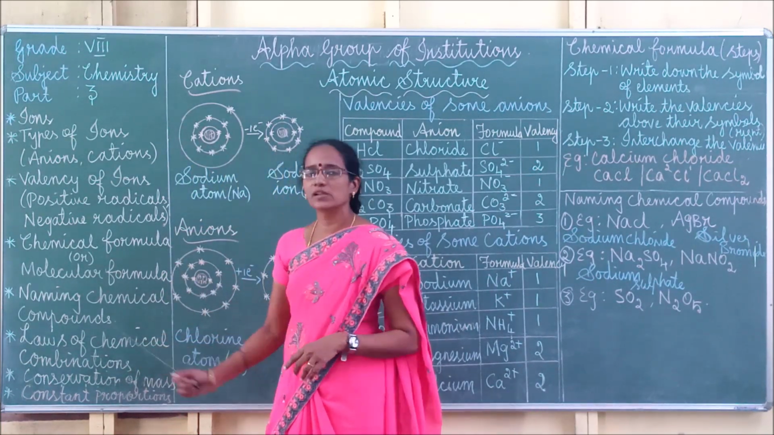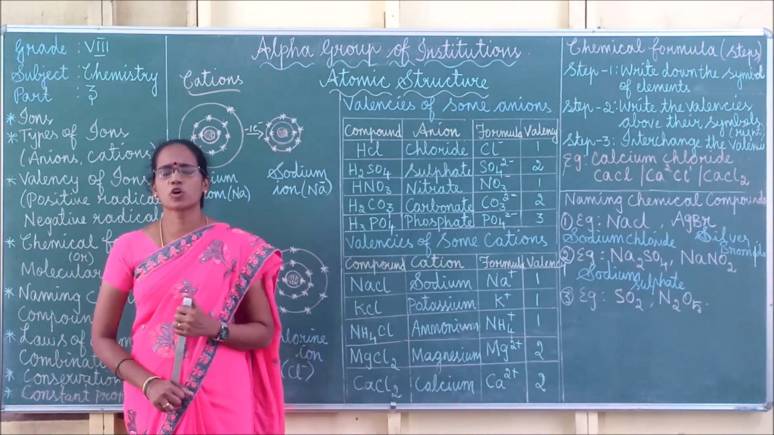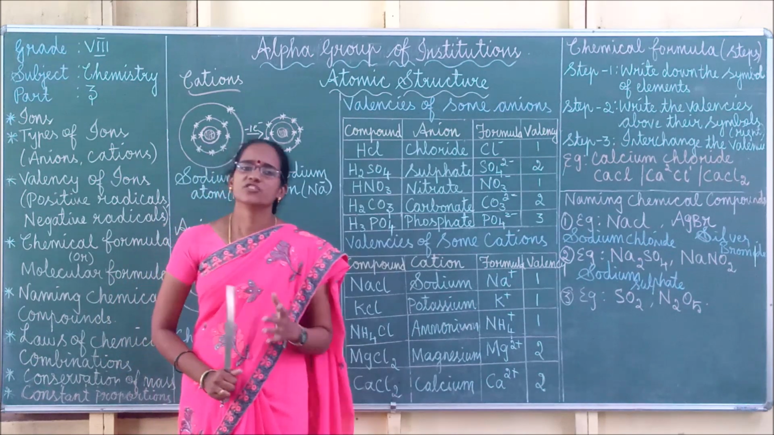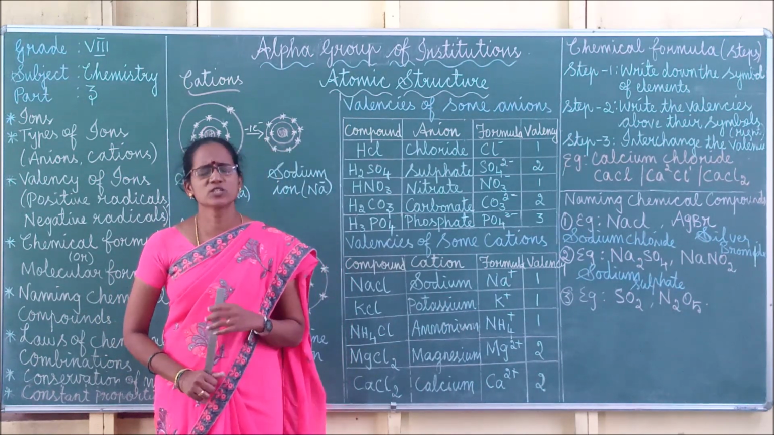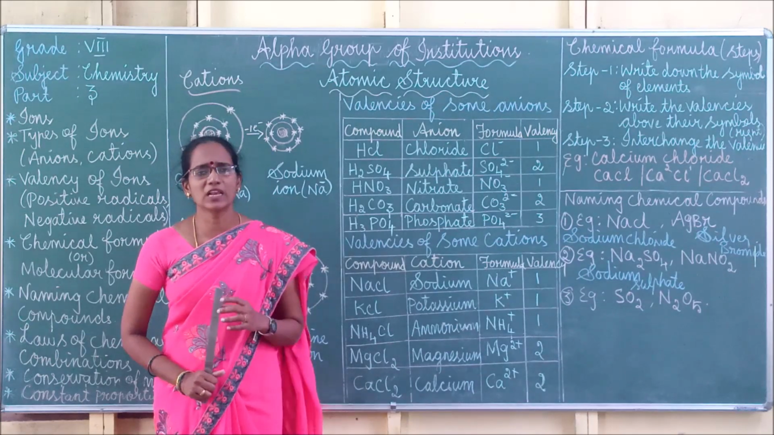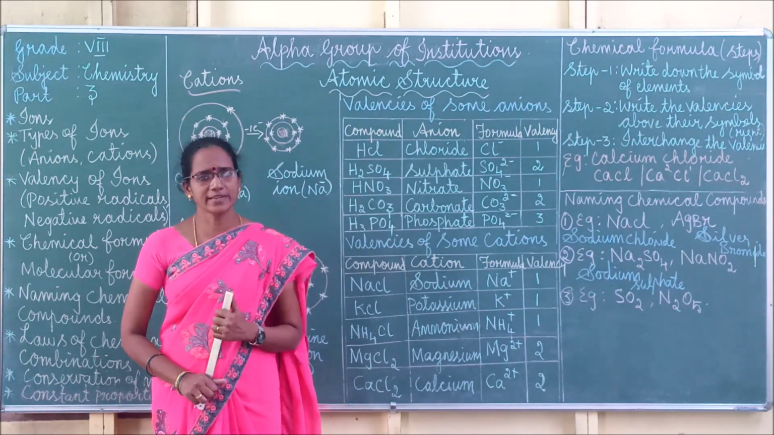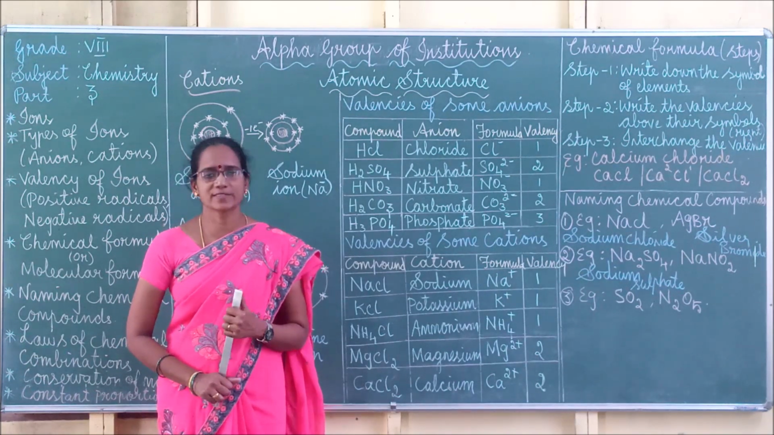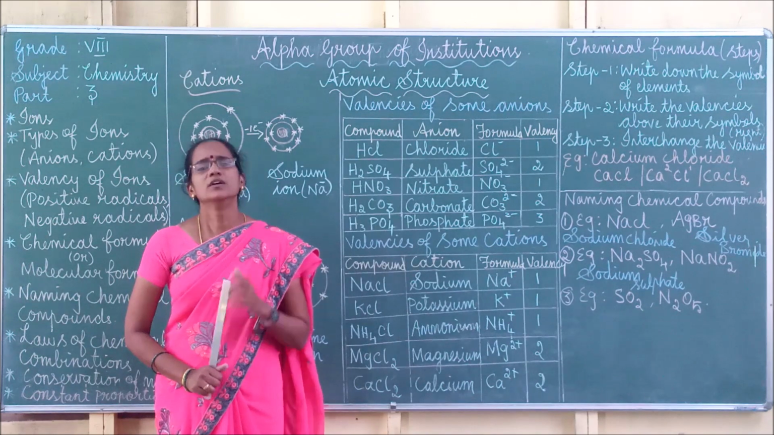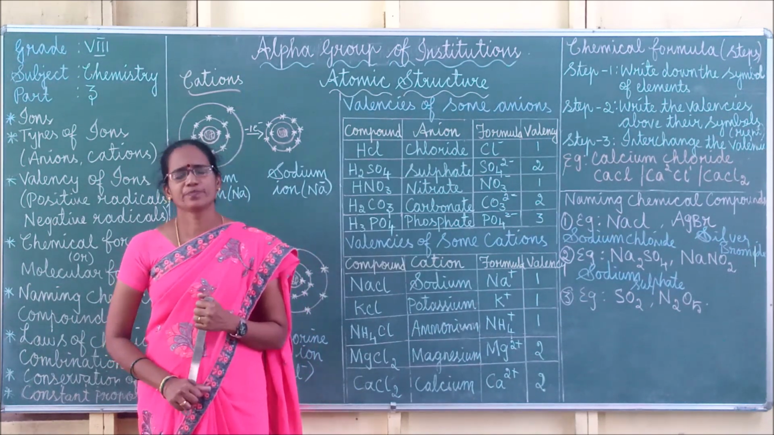Laws of chemical combination. What do you mean by laws of chemical combination? John Dalton, Lavoisier and many scientists formulated many laws based on the composition of matter, right? What do you mean by matter? Anything which occupies space and has weight is called matter, isn't it? These laws are called the laws of chemical combination.